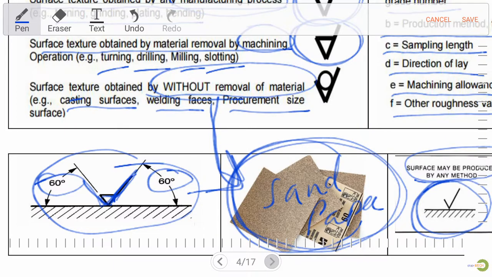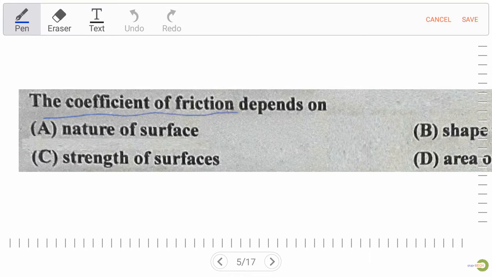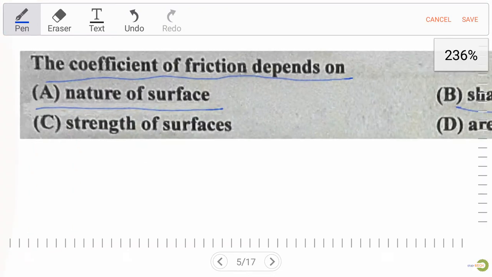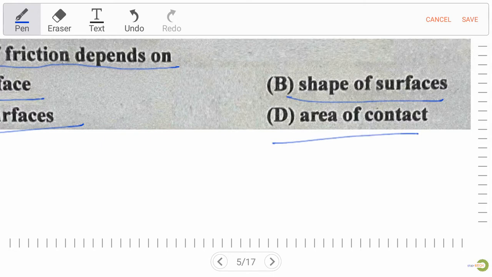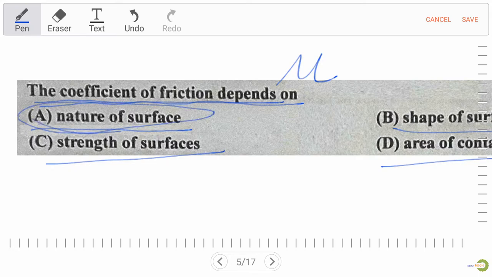Now let's move to the next question. The coefficient of friction depends on, our options are A, nature of surface, option B, shape of the surface, option C, strength of surface, and option D, area of contact. Well, first of all, the coefficient of friction mu depends upon the nature of surface. Always remember, A is our right answer.